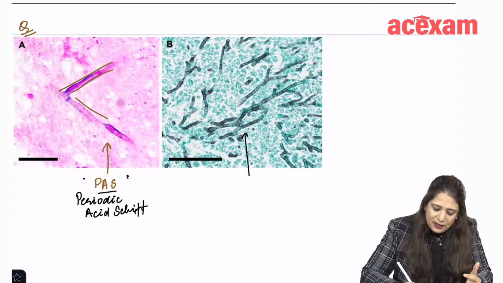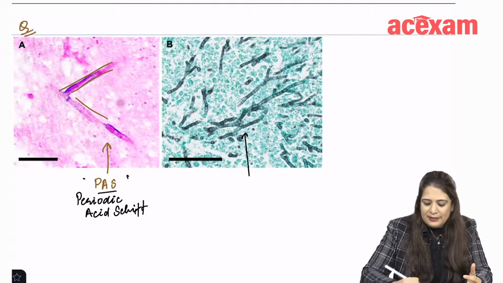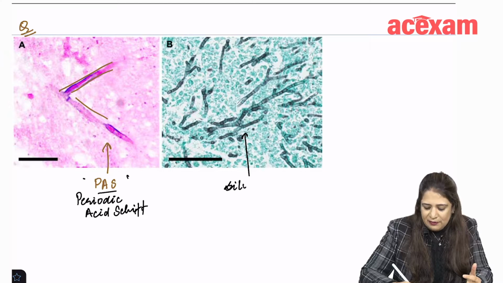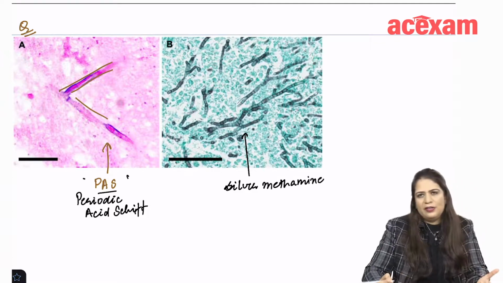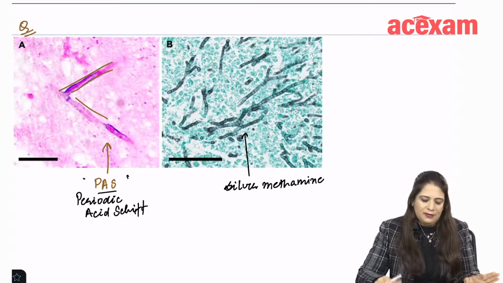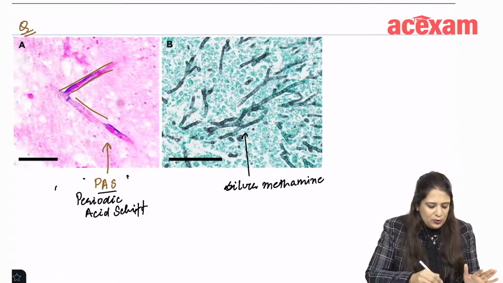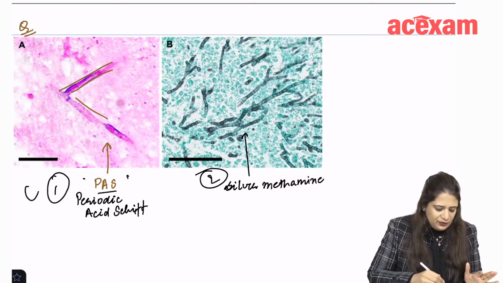Then the fungal wall may be stained by certain silver-based stains like silver methenamine. It can be Grocott silver methenamine, or the GMS stain like that. So silver methenamine stains them black. Two special stains, two questions.